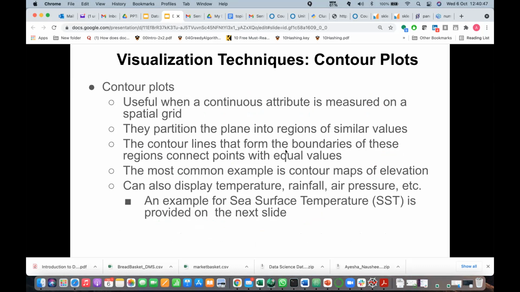Then contour plots are useful when a continuous attribute is measured on a spatial grid. They partition the plane into regions of similar values. The contour lines that form the boundaries of these regions connect points with equal values. The most common example is contour maps of elevation. They can also display temperature, rainfall, air pressure, etc. An example for sea surface temperature is provided on the next slide.